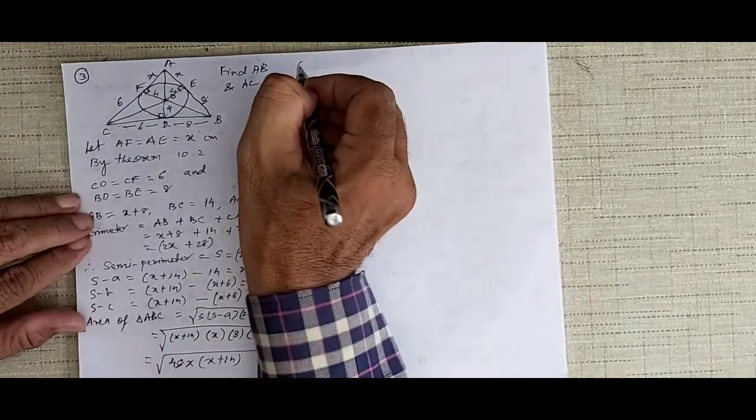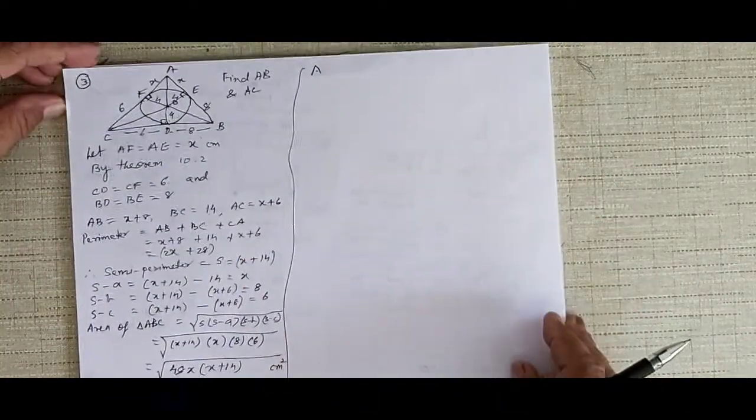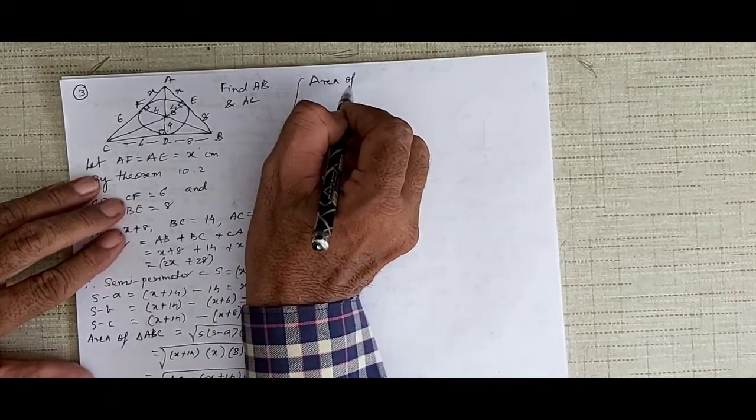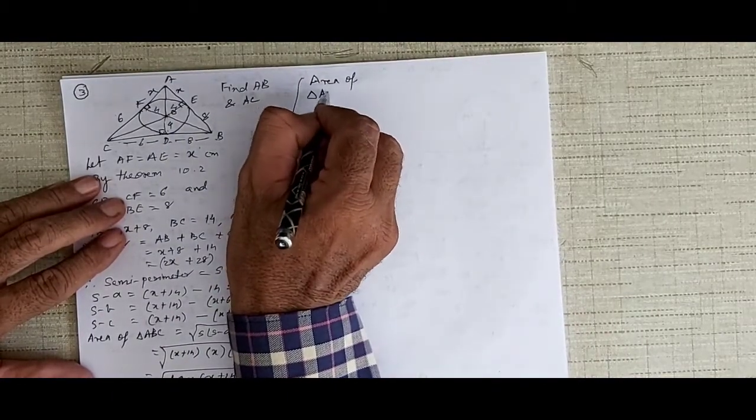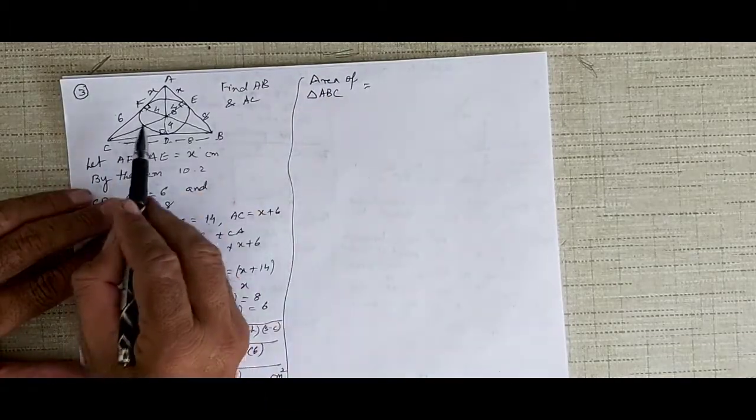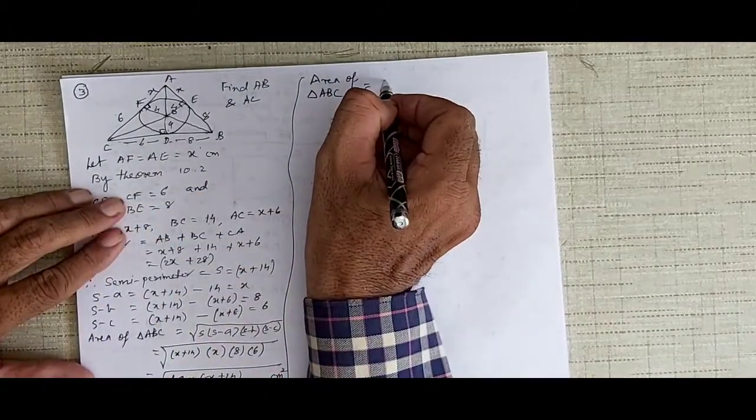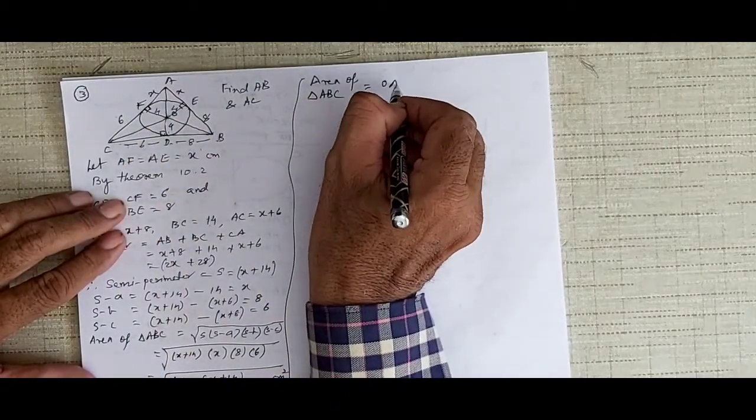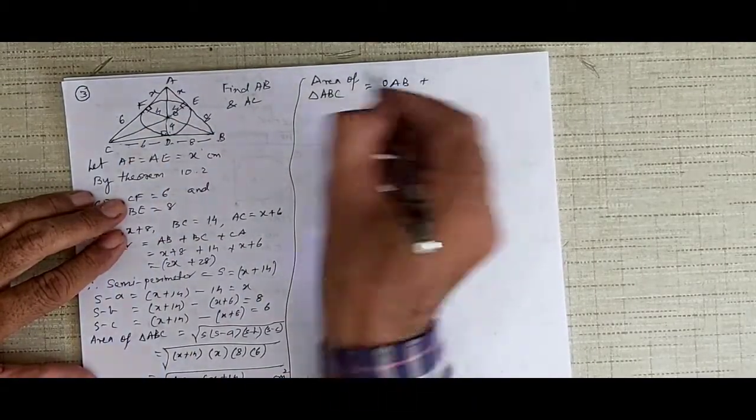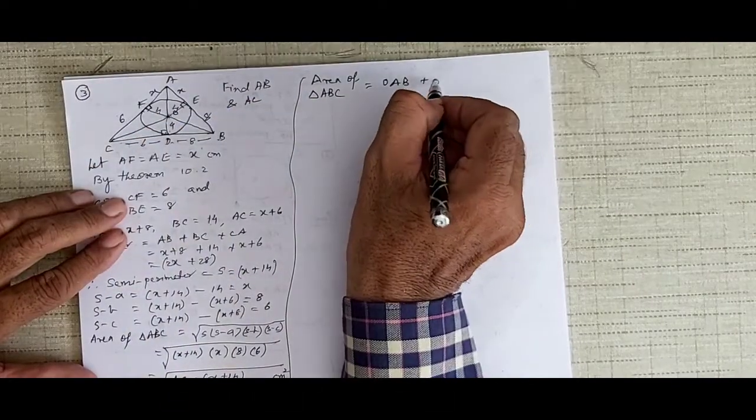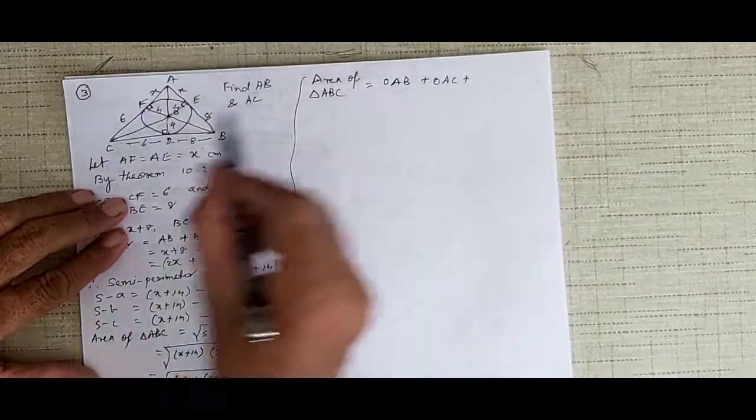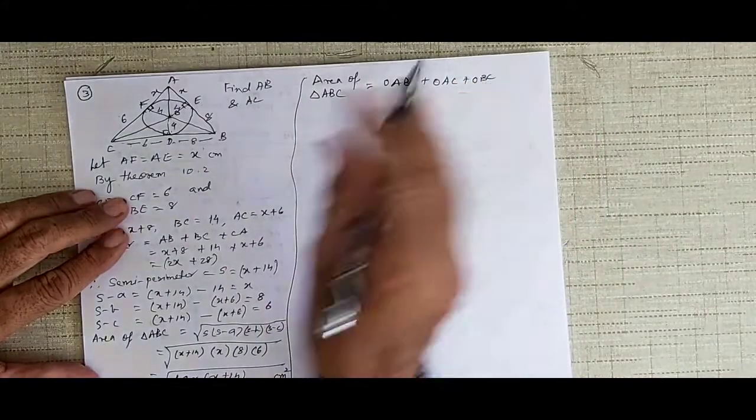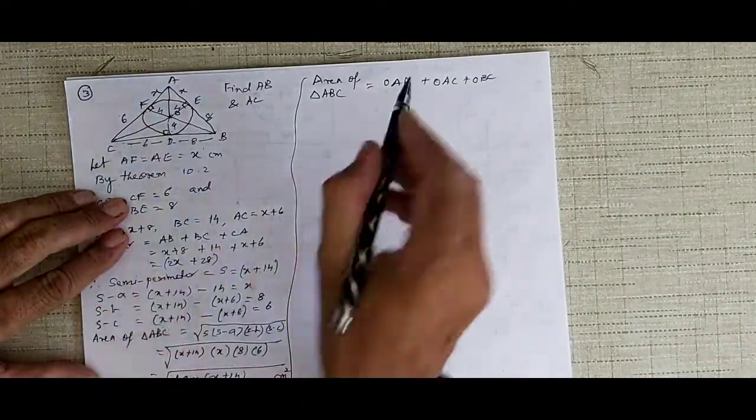Now also, the area of triangle ABC is equal to the area of three triangles. Area of triangle OAB plus OAC plus OBC. The three triangles: one triangle, two triangles, and three triangles.